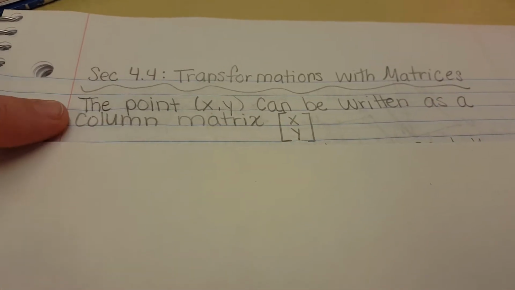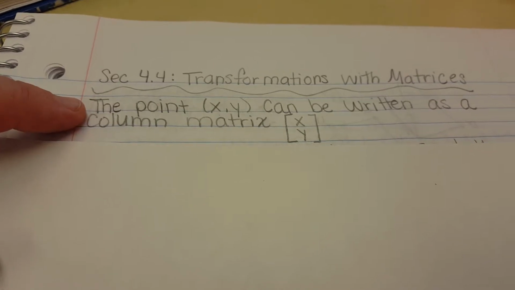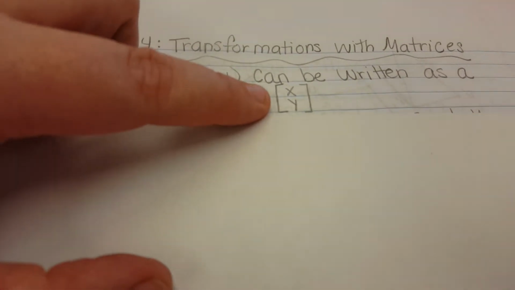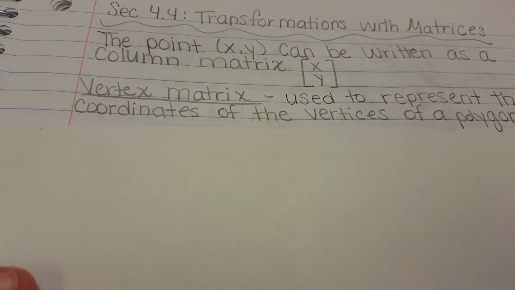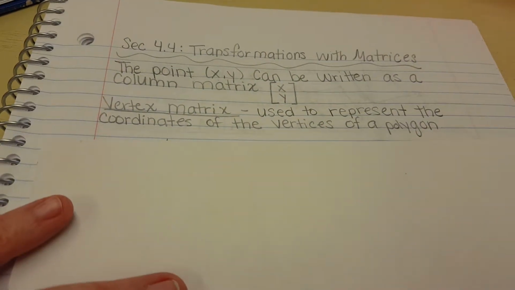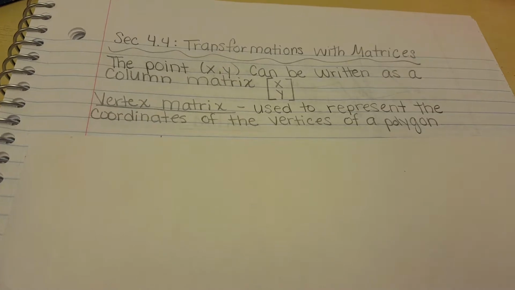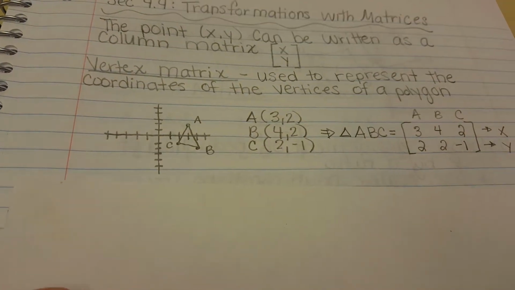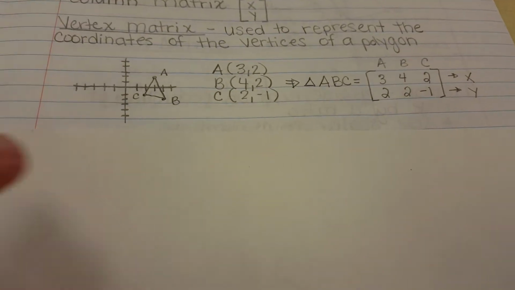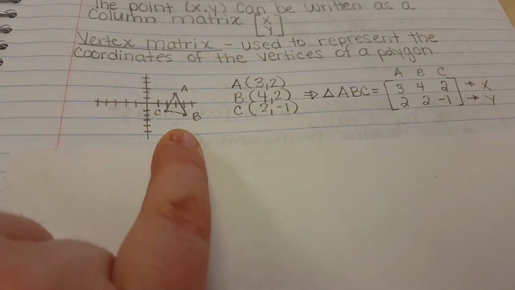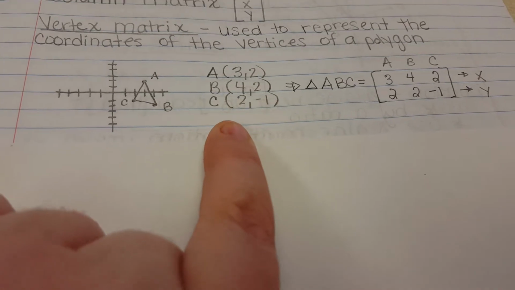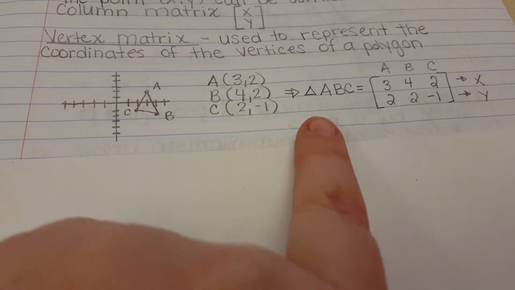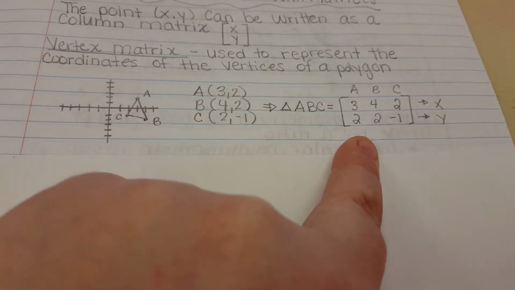So the first thing we need to know is that the point (x, y) can be written as a column matrix. So you can see that the x is on top and the y is on bottom. A vertex matrix is used to represent the coordinates of the vertices of a polygon. Here's an example. I have a picture of it, and then I went ahead and labeled the coordinates. And so the coordinates for triangle ABC can be written in the matrix.